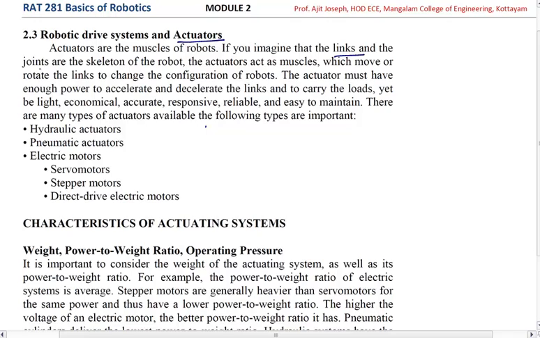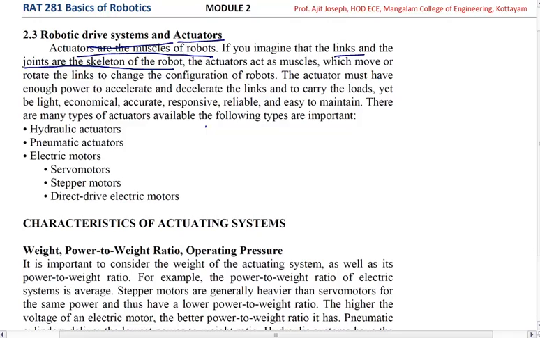Link and joint basically help in giving the correct direction, but what gives the power to the joint to move is basically an actuator, just like a motor. The actuators are powered by the drive systems. So actuators are the basic muscles of the robot which help the robot to move.